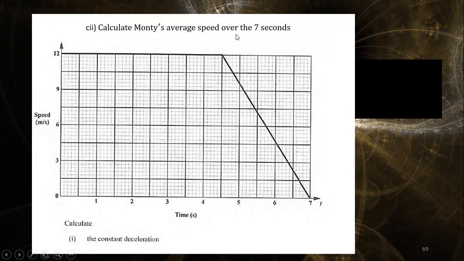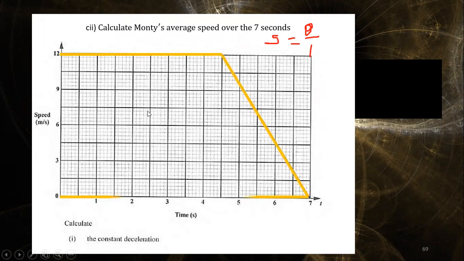Calculate Monty's average speed over the 7 seconds. Well, speed is equal to distance over time. So we have to find the distance. What's the distance on a speed time graph? It's going to be the area under the speed time graph. The area under the speed time graph is the distance.